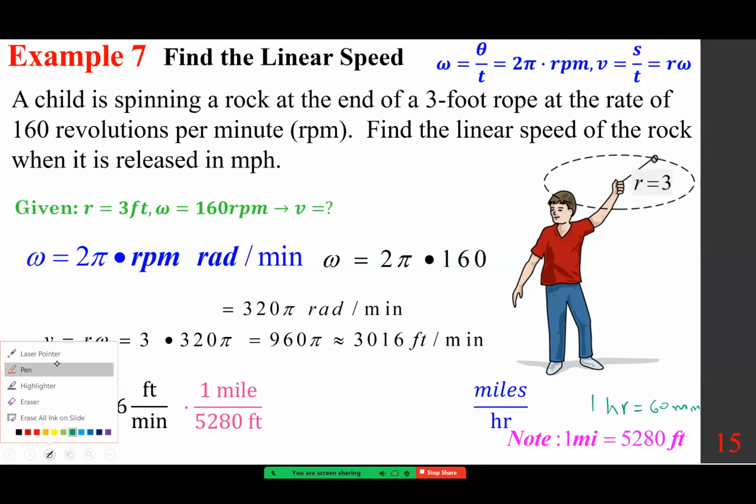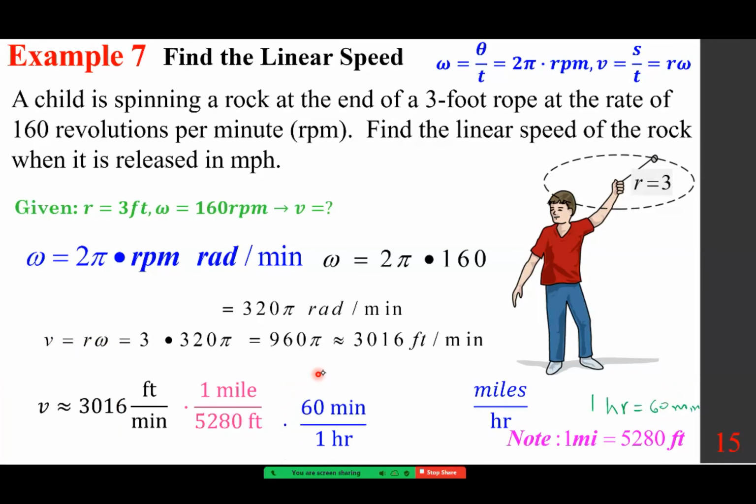And remember, you can put 1 hour at the top and 60 minutes at the bottom, or vice versa. It's a unity. It makes no difference. However, since we want the hour at the bottom, if we put 1 hour at the bottom, then 60 minutes goes at the top.